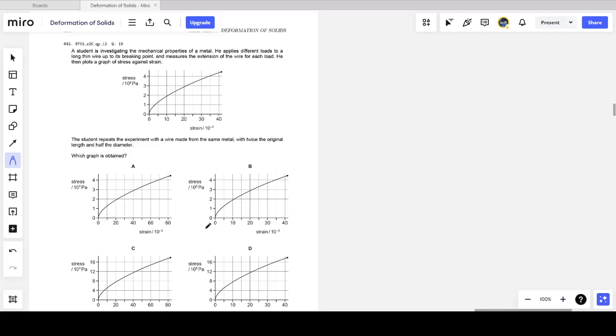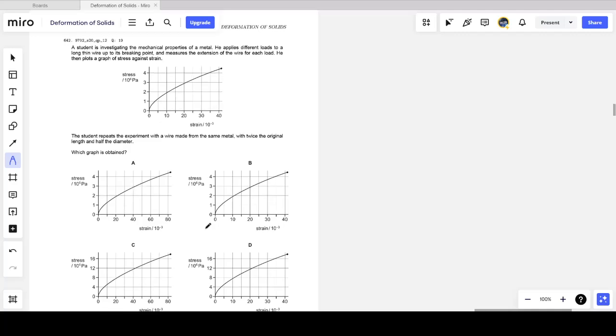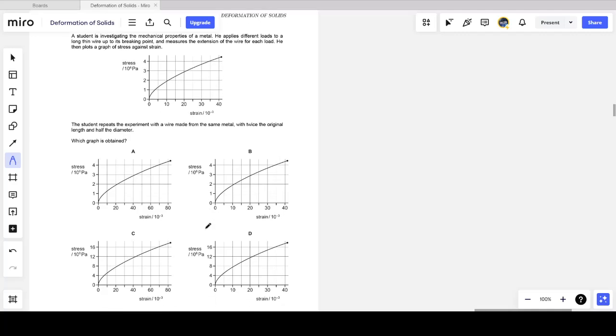Now the student repeats the experiment with a wire made from the same metal, with twice the original length and half the diameter. And we want to know which of the following graphs will be obtained. So it's the same metal, meaning it will have the same Young modulus. The length is doubled and the diameter is halved. Now what do we know about Young's modulus? It's stress over strain.